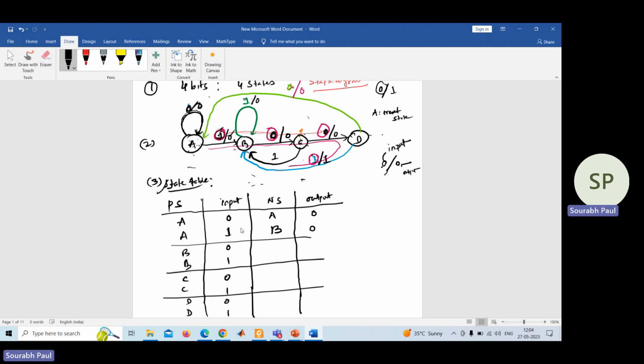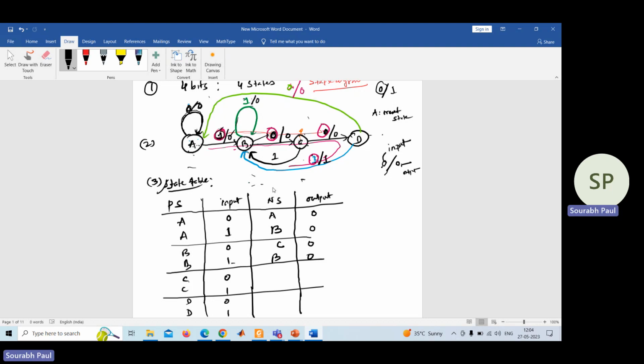Now for B, follow the same thing. For B, if the input is 1, you have the self loop on B and the output is 0, by default. And if the input is 0 for B, then where are you going? You are going to C, and the output is also 0.